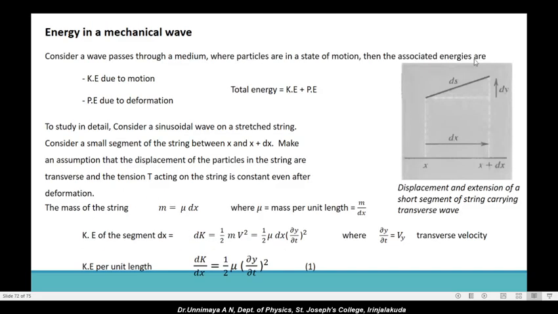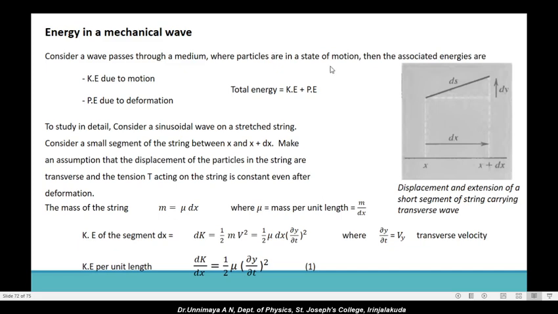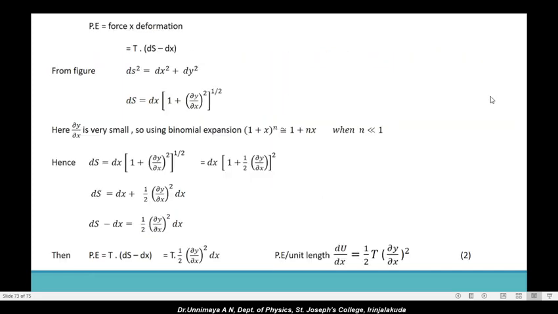Again look into this figure. So this is equivalent to a triangle. Then for that triangle we know that ds square will be equal to dx square plus dy square. ഈ ഫിഗർ നോക്കുക, നമുക്കിവിടെ എന്താ കിട്ടുന്നത്? dsന്റെ സ്ക്വയർ എന്തായിരിക്കും? dx സ്ക്വയർ പ്ലസ് dy സ്ക്വയർ ആയിരിക്കും. So from the figure ds square is equal to dx square plus dy square.